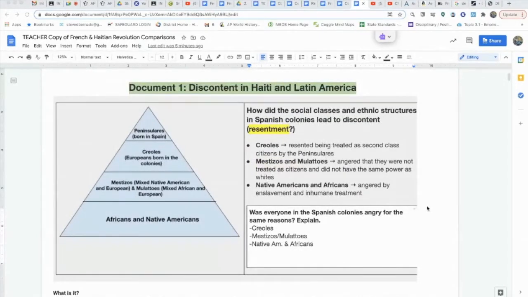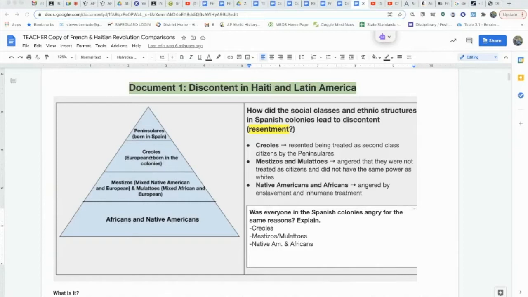Document 1, discontent, which means resentment. Discontent in Haiti and Latin America. All right, so what do we see on the left? This big triangle. What's at the top? It says peninsulares. What are those? Oh, look, people born in Spain who live in the New World. Okay, well, who is underneath them in the social class ladder? Creoles. What's a Creole? Europeans born in the colonies. Oh, so maybe they have a mother and father that was born in Spain. But these people, Creoles, they were born in the colonies. Maybe they were born in Haiti or born in Dominican Republic or born in one of the South American colonies. So they're called a Creole.